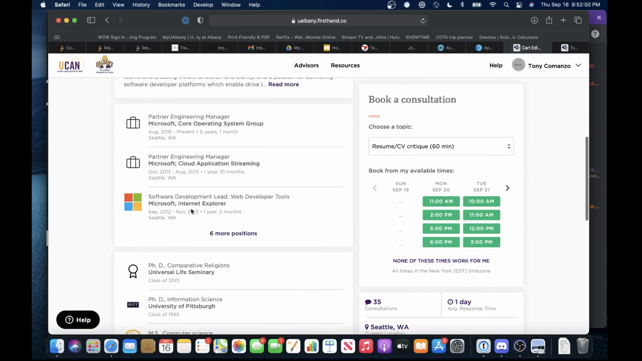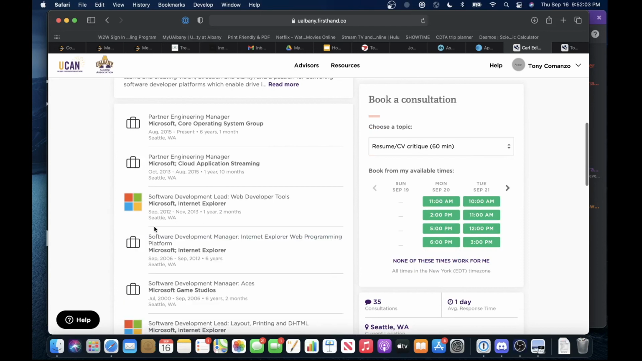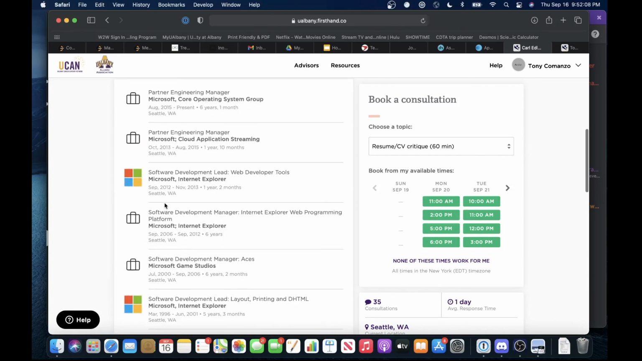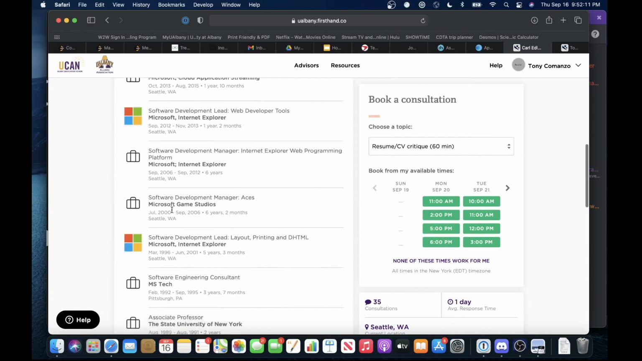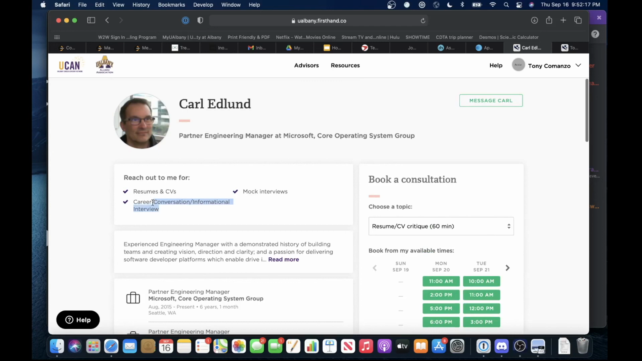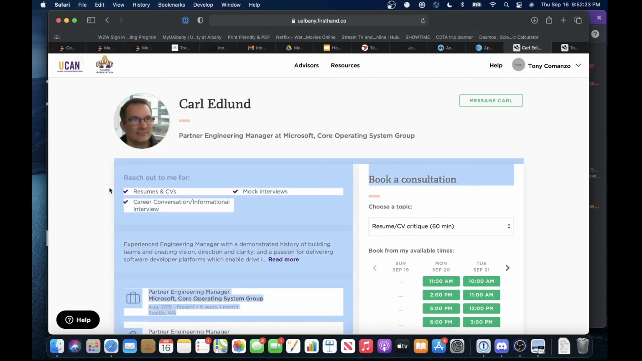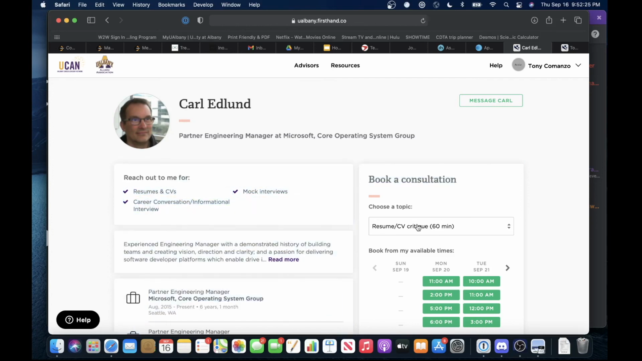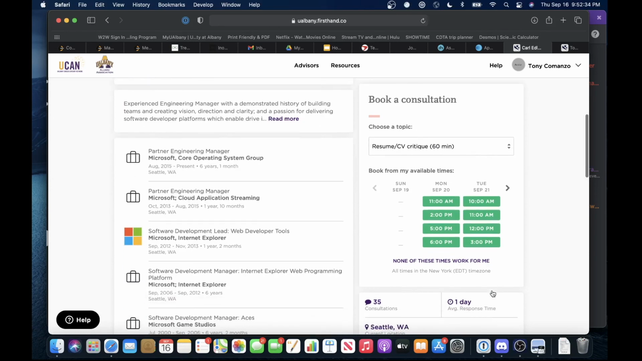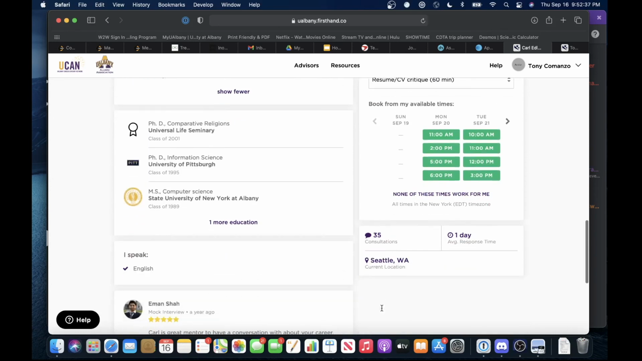This guy's been at Microsoft for forever. Literally since 1996. So if you want a job at Microsoft, this is a really good guy to talk to. A really good connection, and you could possibly get him to give you a recommendation when you apply, which would be really good. So you can say resume or CV, mock interview, career conversation, informational interview. Again, just pick a time. It tells you right here this guy has had 35 consultations.